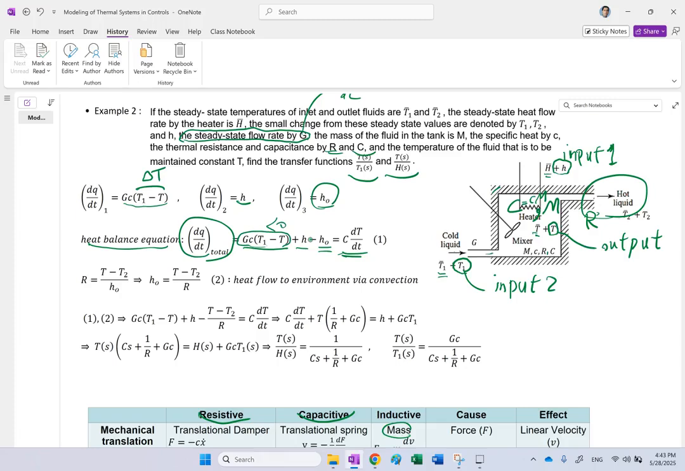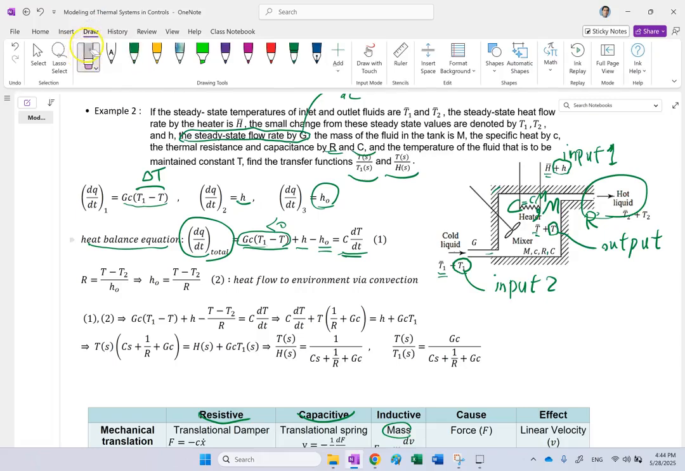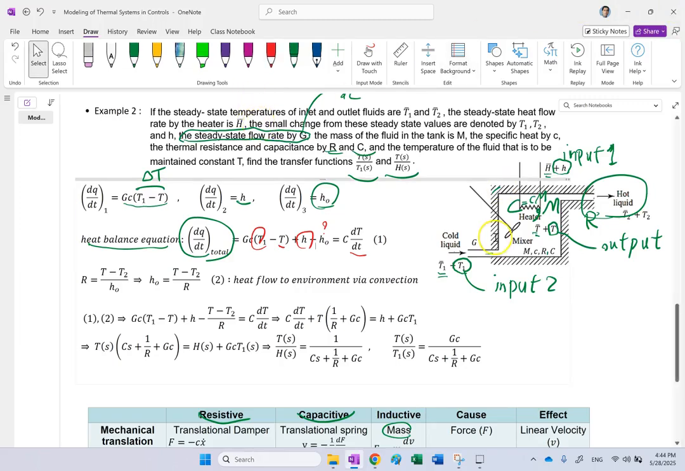Now, if you look at this equation, both of the inputs are inside of it. H is there and T1 is there. Also the output T and its derivative are there. So everything is good except for this guy, HO. We have to replace that HO, and once we replace it, then we can find the differential equation. So how do we do that? Here we said that we have a convection, and convection comes with a resistance.